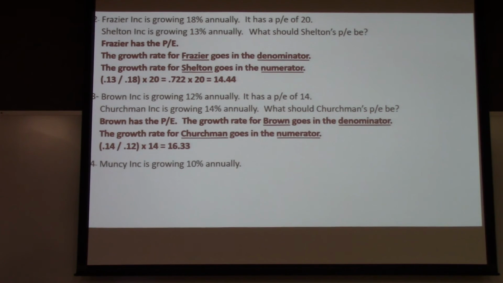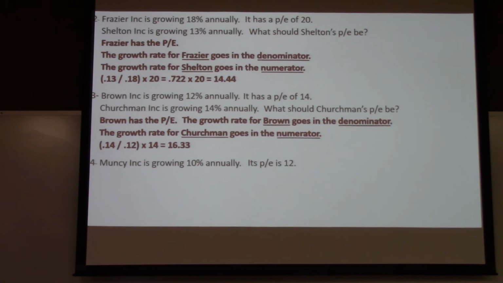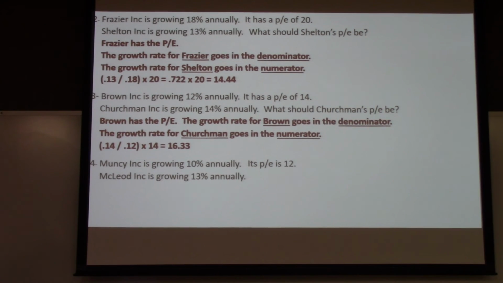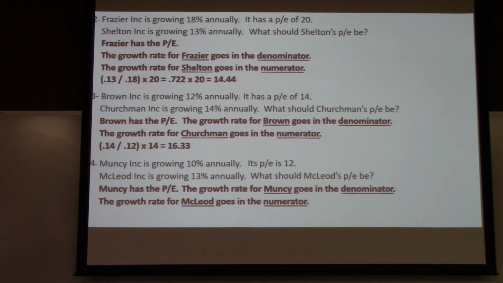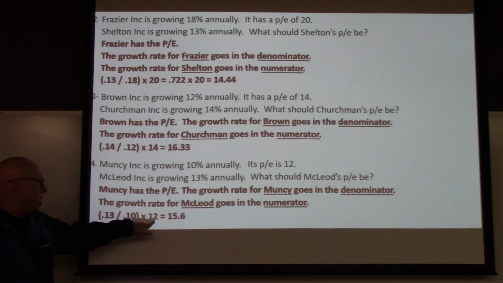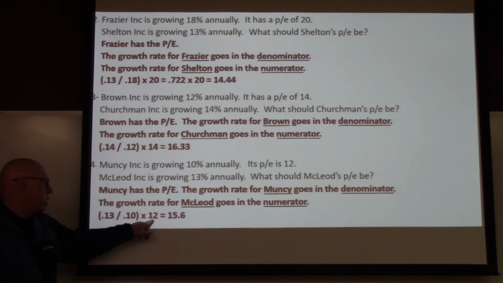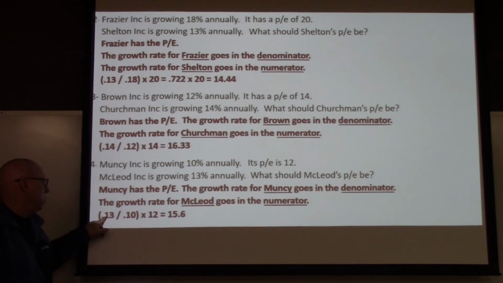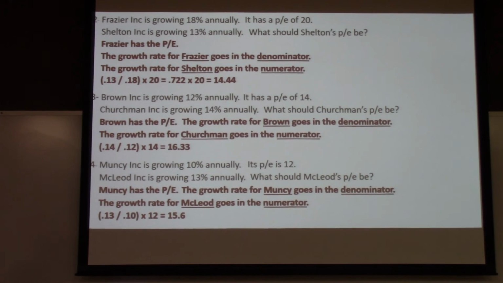Okay. Last one, Muncie Inc. is growing 10% annually, has a PE of 12. So this is going to go in the denominator. And McLeod Inc. is growing 13% annually. It goes in the numerator. What is McLeod's PE? So Muncie has the PE, it goes in the denominator. McLeod's growth rate goes in the numerator. So McLeod divided by Muncie times Muncie's multiple equals McLeod's multiple of 15.6, which is higher than Muncie's multiple because McLeod is growing 30% faster than Muncie.